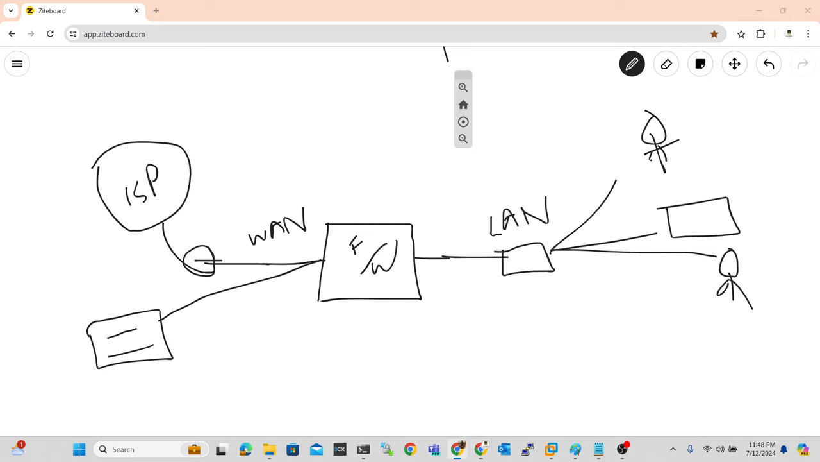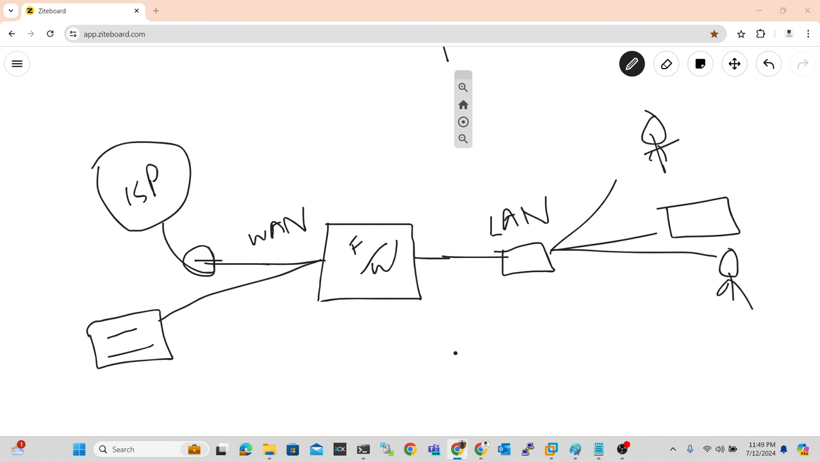Actually, the firewall handles inbound and outbound, outgoing and ingoing traffic, controls the traffic, monitors the traffic, and protects the system from any malware, any virus, any kind of threat. That means it prevents content filtering or remote access, actually. Okay, so that's the point.